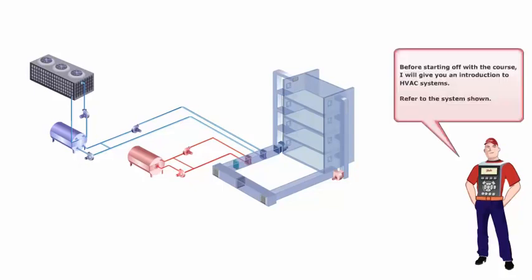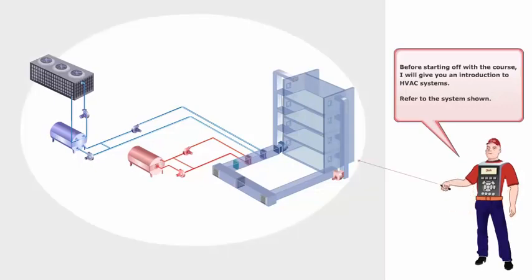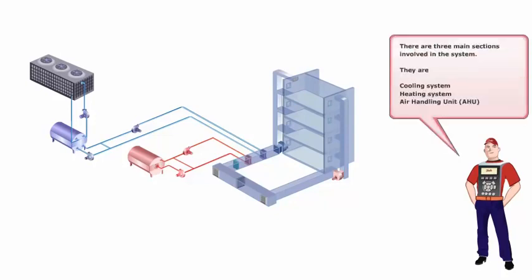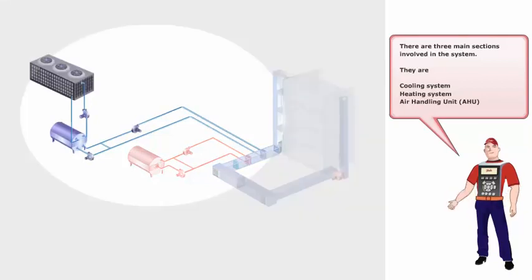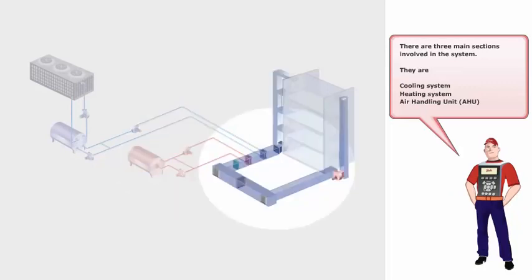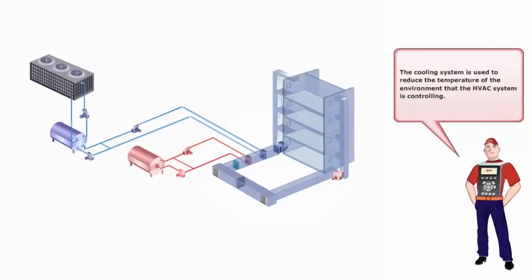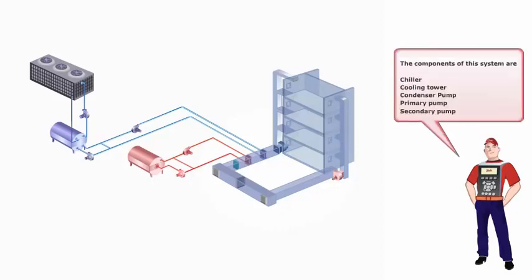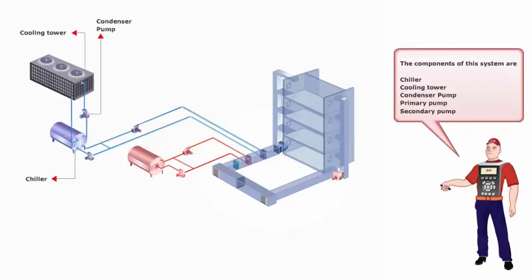Before starting off with the course, I will give you an introduction to HVAC systems. Refer to the system shown. There are three main sections involved in this system. They are cooling system, heating system, air handling unit, AHU. The cooling system is used to reduce the temperature of the environment that the HVAC system is controlling. The components of the system are chiller, cooling tower, condenser pump, primary pump, secondary pump.